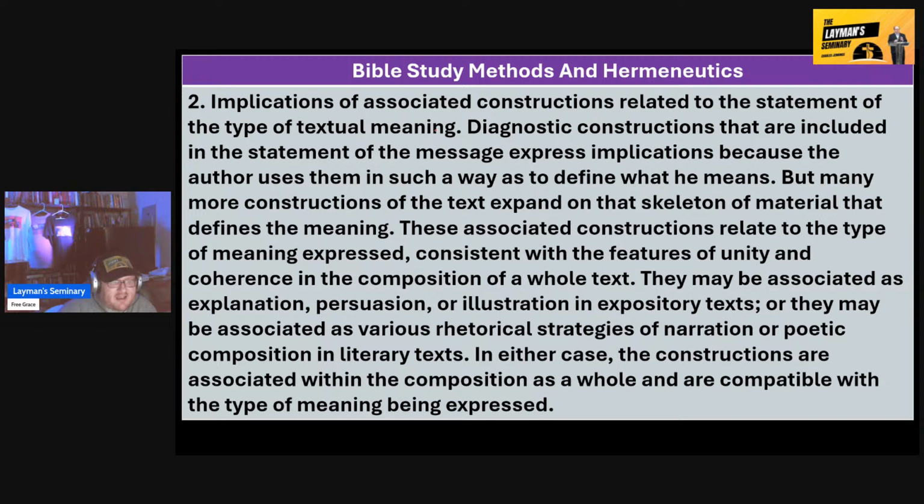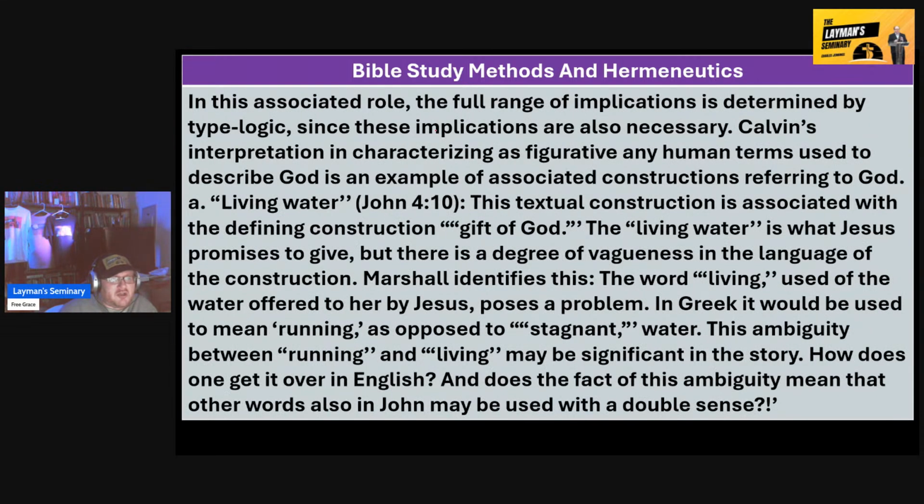They may be associated as explanation, persuasion, or illustration in expository text, or they may be associated as various rhetorical strategies of narration or poetic composition in literary text. In either case, the constructions are associated with the composition as a whole and are compatible with the type of meaning being expressed. In this associated role, the full range of implications is determined by type logic, since these implications are also necessary. Calvin's interpretation in characterizing as figurative any human terms used to describe God is an example of associated constructions referring to God.